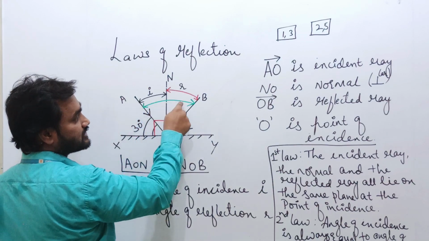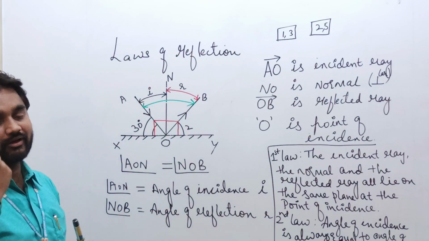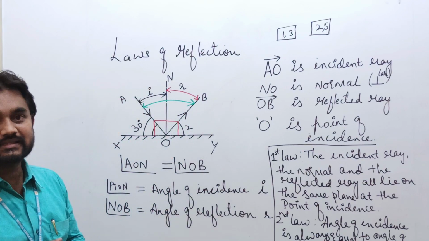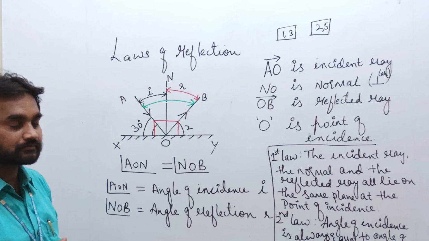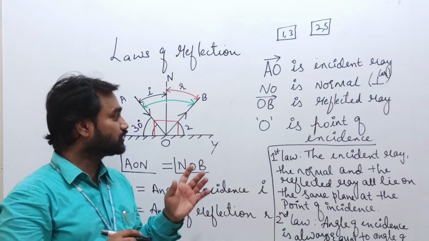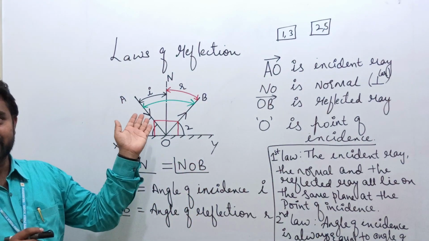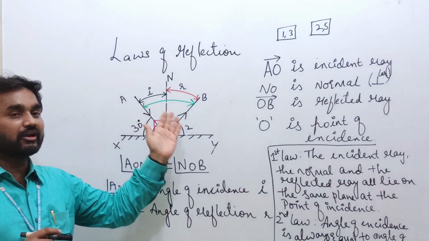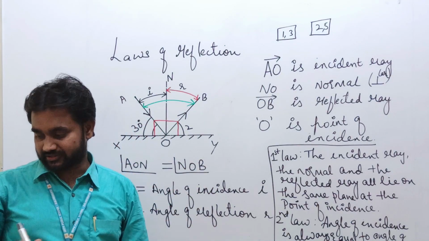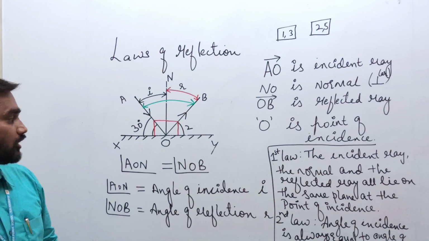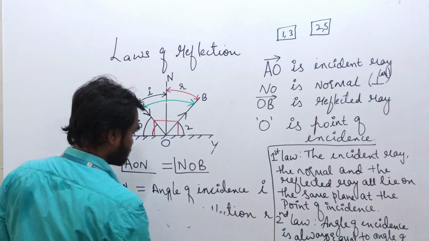The angle of incidence is always equal to the angle of reflection. So therefore the angle of reflection is also 60 degrees. Is that clear? Hope you have understood this law of reflection. Okay, so now we will move on to mirrors.